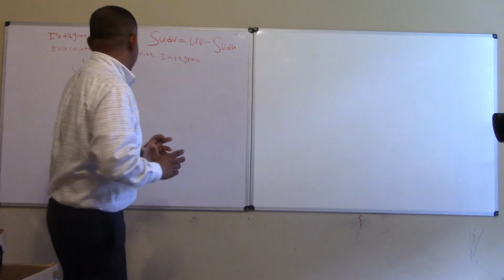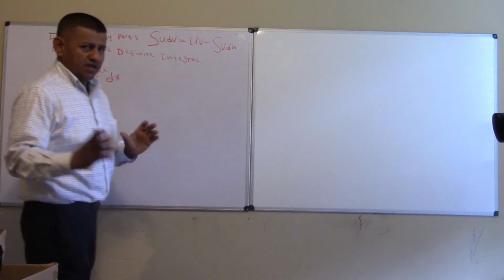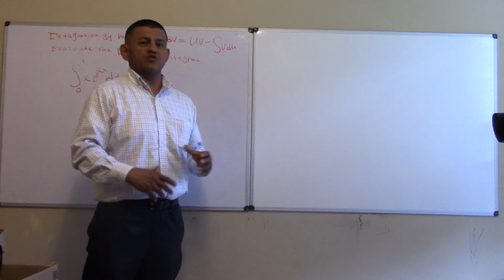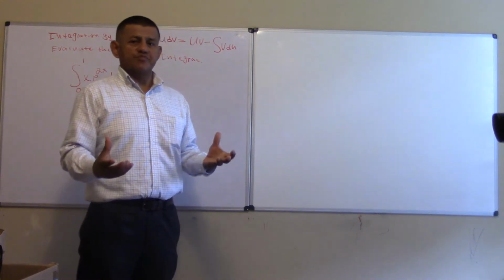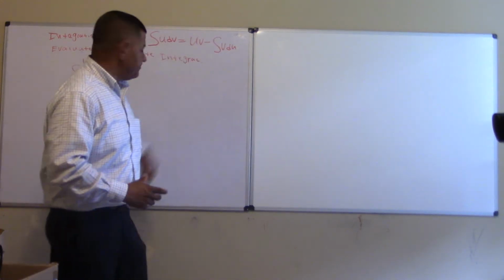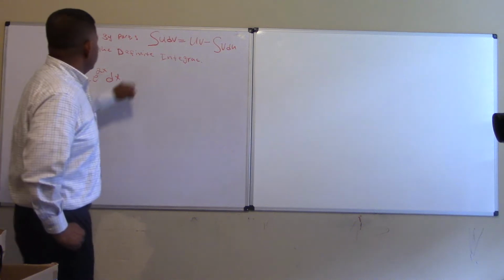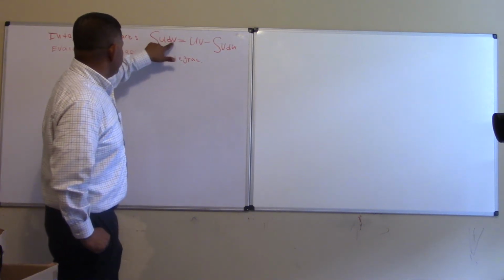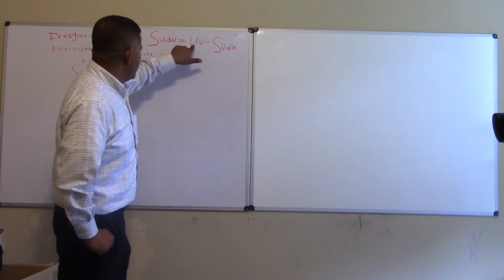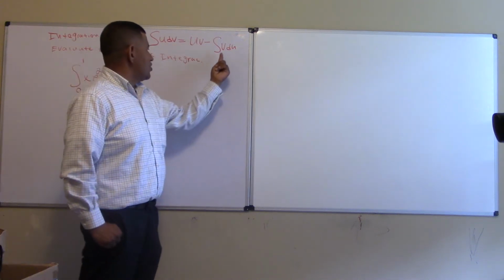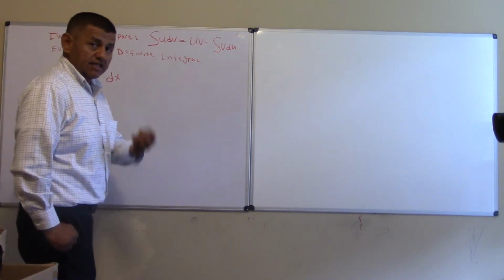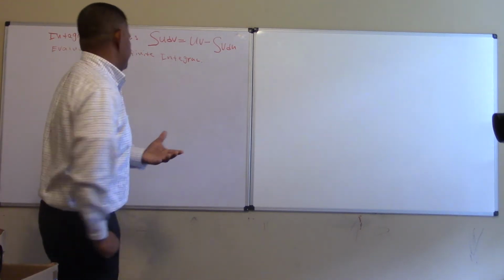Now, let me just do this problem, because the most important thing here is not the big definition of this. The most important is how we solve problems using this tool. So the integral of u dv is equal to uv minus the integral of v du. That is the integration by parts formula.